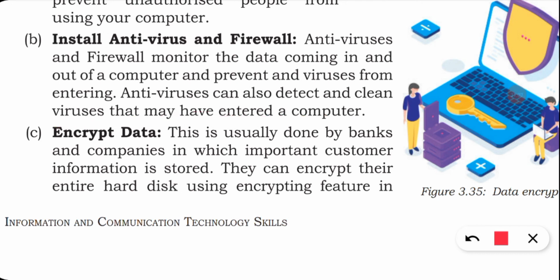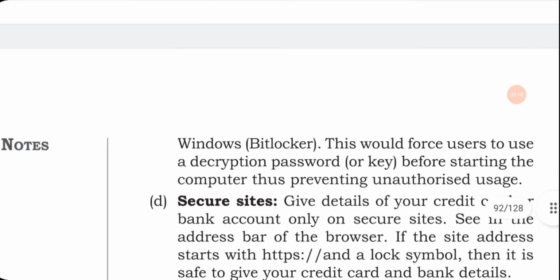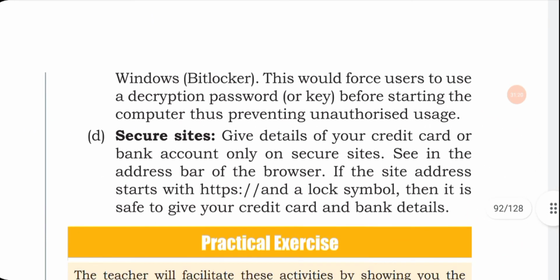Then encrypt data. This is usually done by banks and companies in which important customer information is stored. They can encrypt their entire hard disk using encrypting features. In Windows, the encrypting feature is BitLocker. This would force the user to use decryption passwords before starting the computer, thus preventing unauthorized usage.